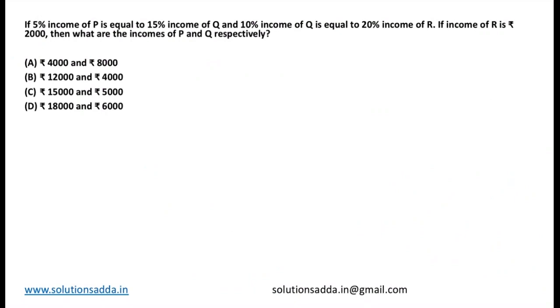This is a general aptitude question based on percentage. If 5% income of P is equal to 15% income of Q and 10% income of Q is equal to 20% income of R, and the income of R is rupees 2000, then what are the incomes of P and Q respectively? So first let us write down the information that is given in the question.